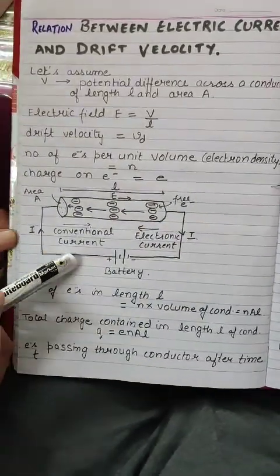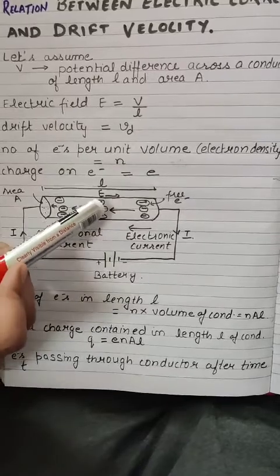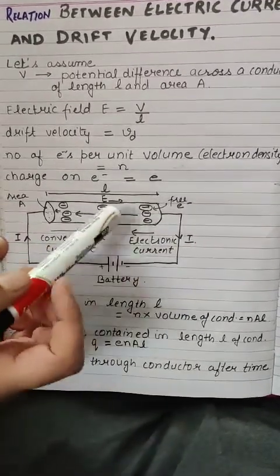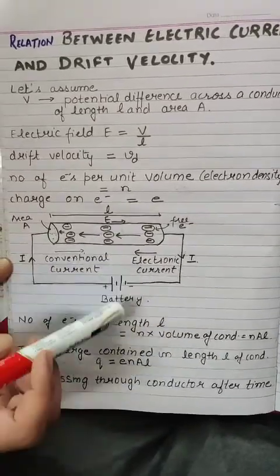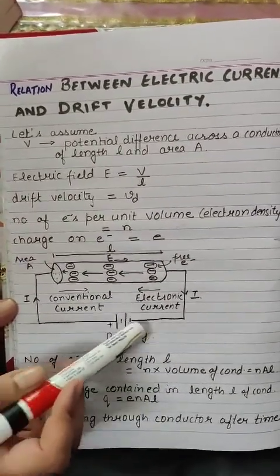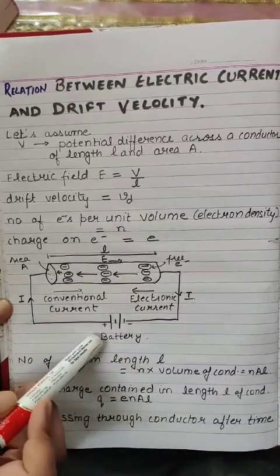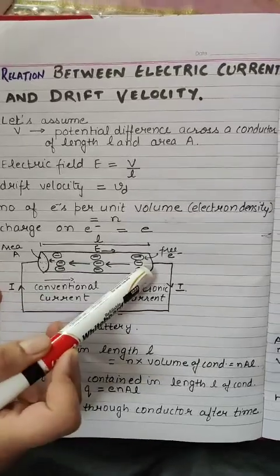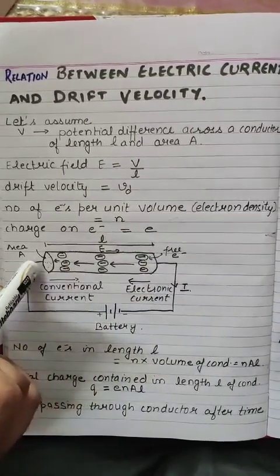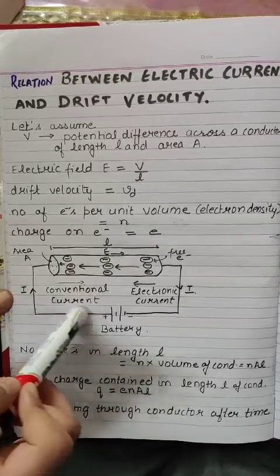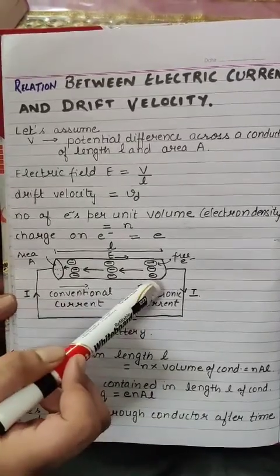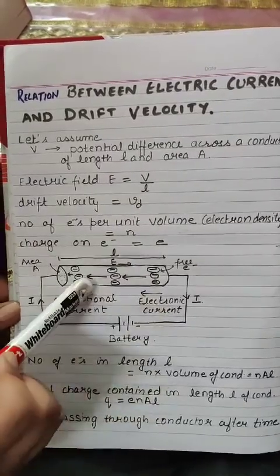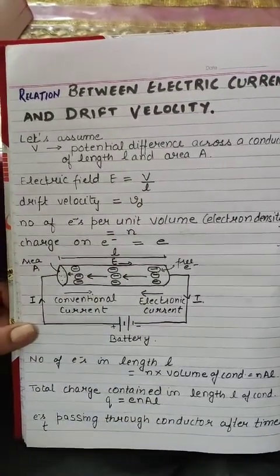Now focus on this diagram. This diagram shows that the electric field is applied across west to east direction, and it is applied with the help of the battery, which is providing the potential difference. Because of this battery, an electric field is generated, and because of this electric field, the electrons will start moving in the opposite direction. So, the conventional current will be in the direction of the electric field, and the electronic current, which is due to the flow of electrons, will be in the opposite direction to the electric field.